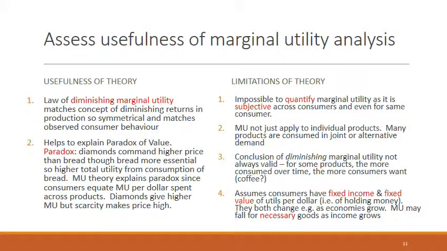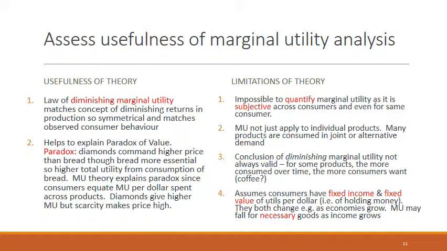Diamonds do give higher marginal utility than bread, but of course scarcity makes the price far higher. So you can have an equilibrium between bread and diamonds, in the sense that consumers will consume a lot more bread than diamonds, satisfying what we know in reality. Diamonds are far more scarce and therefore command a higher price, and therefore the consumption is lower.